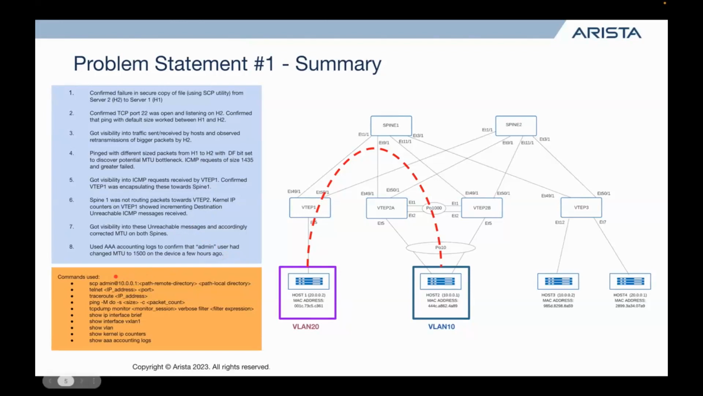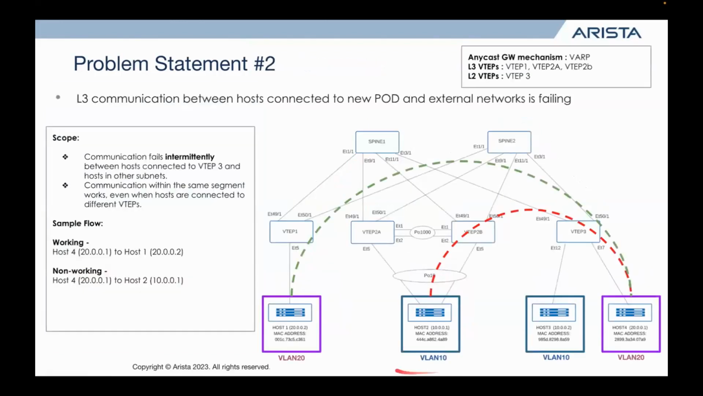So with that, let's dive into problem 2. The customer reported that L3 communication between hosts in different segments was impacted intermittently. They specifically stated that communication between hosts behind VTEP3 to hosts in other subnets was not working at random. Communication within the same VLAN was working reliably, even when the hosts were behind different VTEPs.